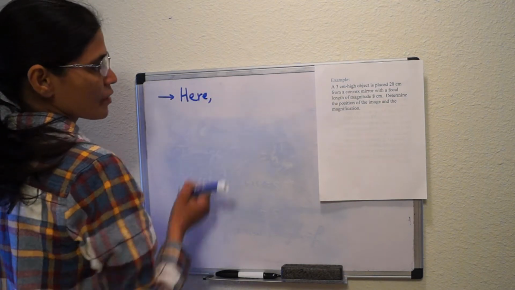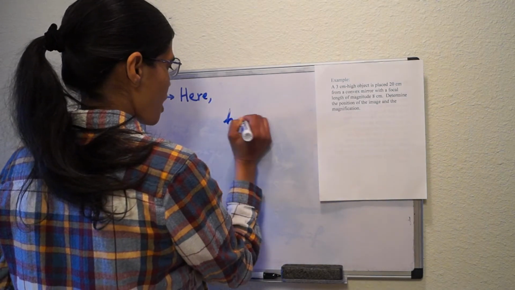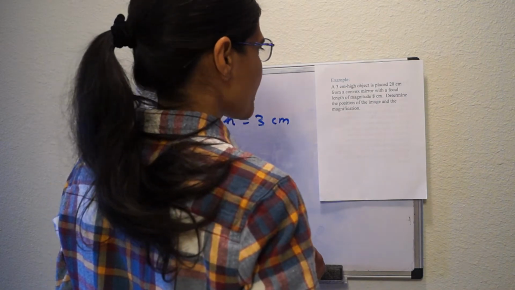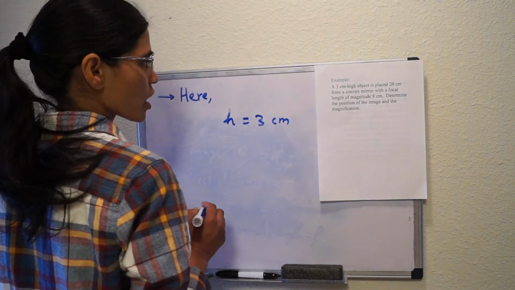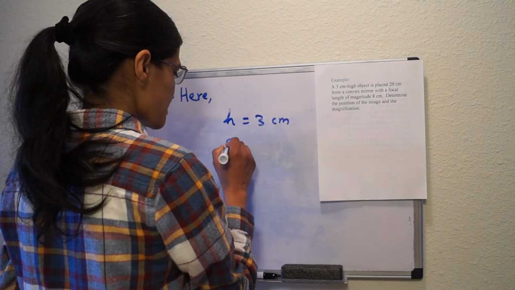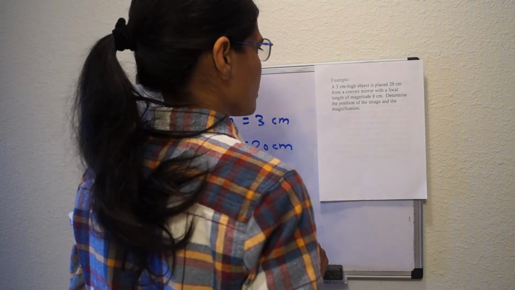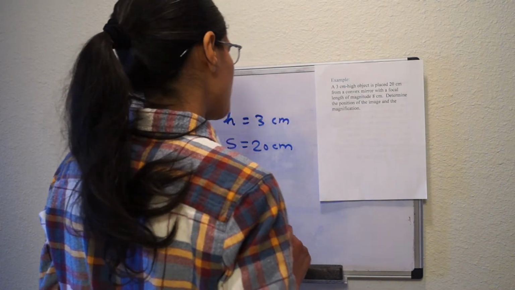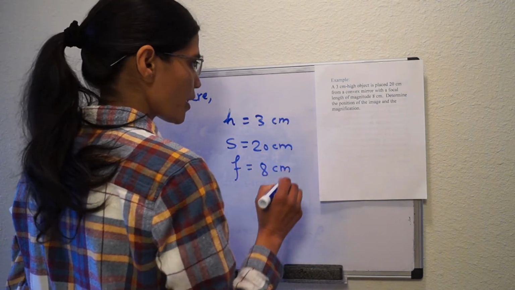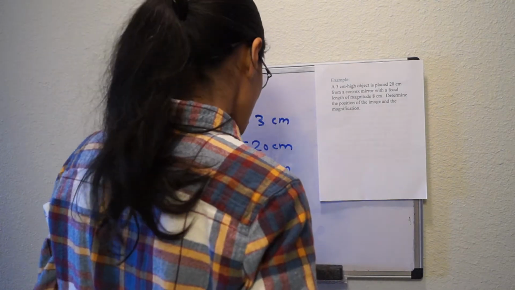Okay, so let's write the given information. A 3 centimeter high object. So the height of the object is 3 centimeter. It is placed 20 centimeter from a convex mirror. Right. So the object distance is 20 centimeter, with a focal length of magnitude 8 centimeter. F equals 8 centimeter. Okay. Determine the position of the image and the magnification.